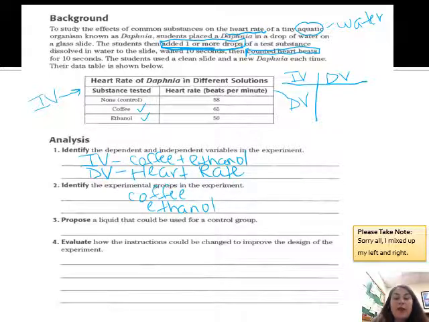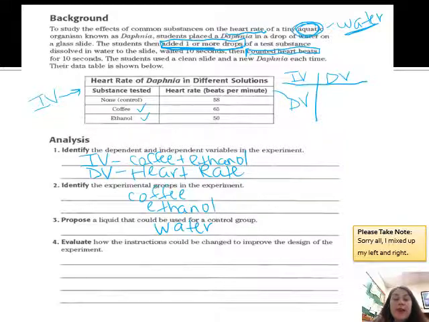Propose a liquid that could be used for the control group. So remember, we went back to this term that we may not know, and I said that aquatic means that the organism lives in a watery environment. So I'm going to propose that water would be a good control substance, a good liquid for the control group.